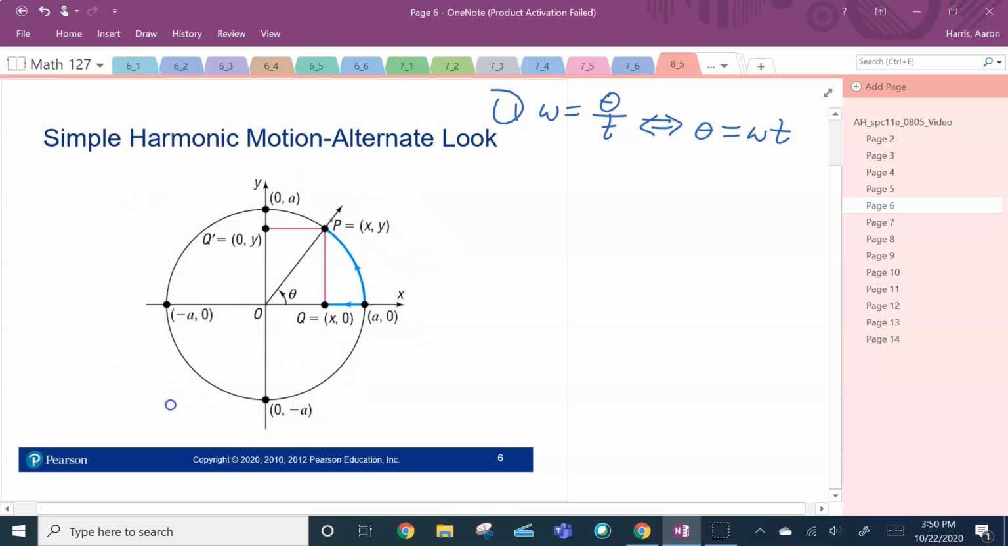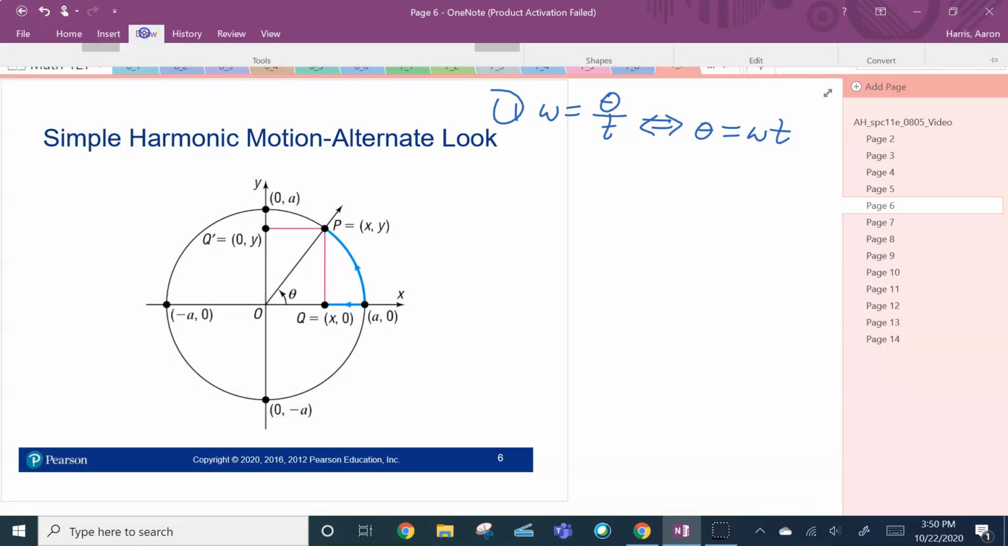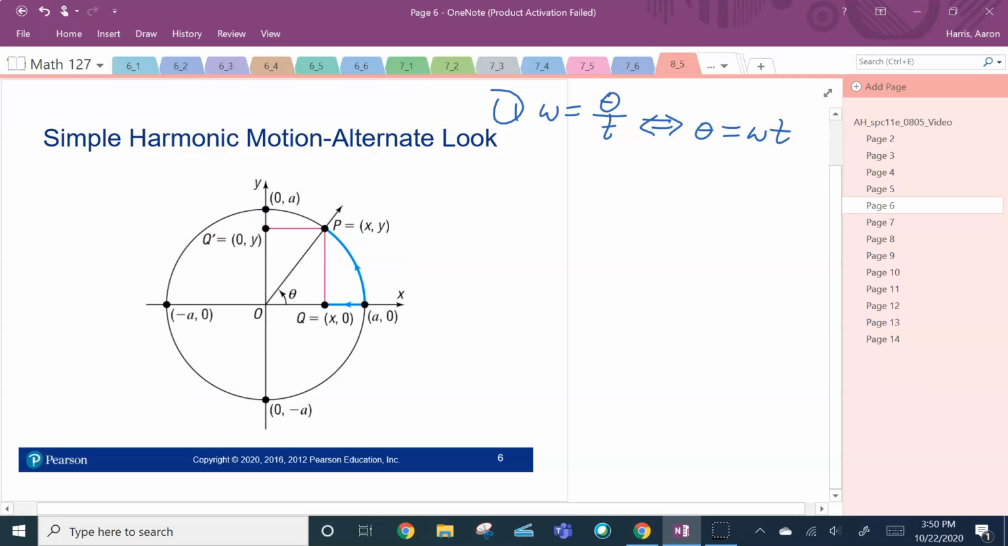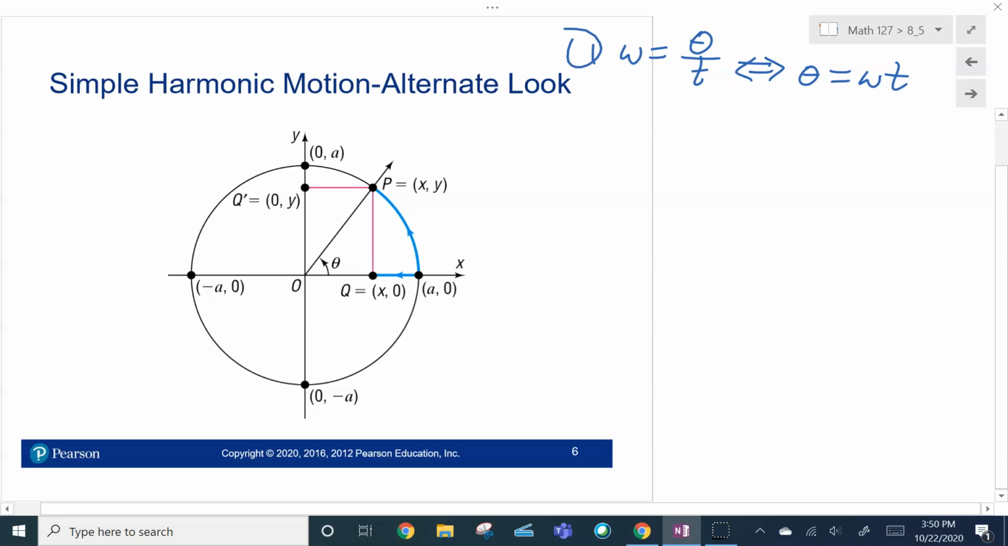If I go back to this, if I look at this cosine of theta, we've got this theta right here, which is the adjacent side. Well, what's the adjacent side? That's our x over the hypotenuse. What's that distance? A, right?